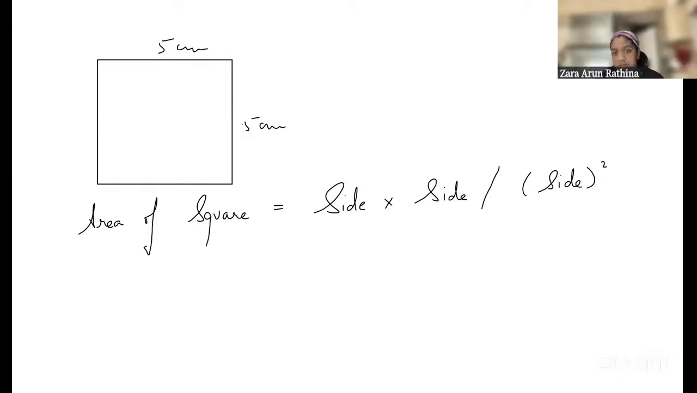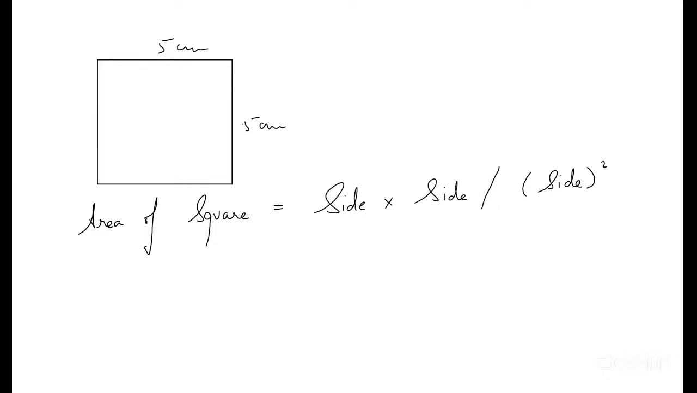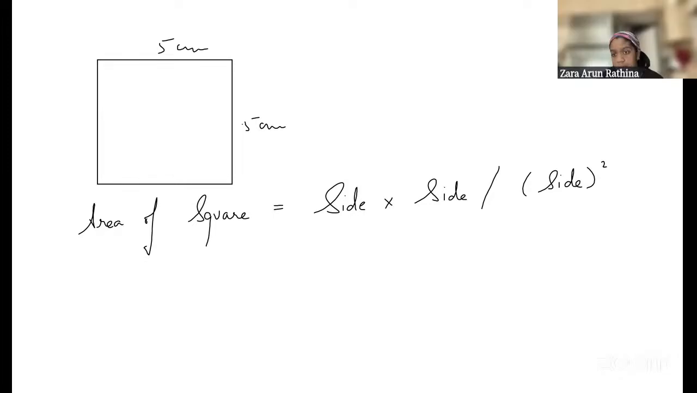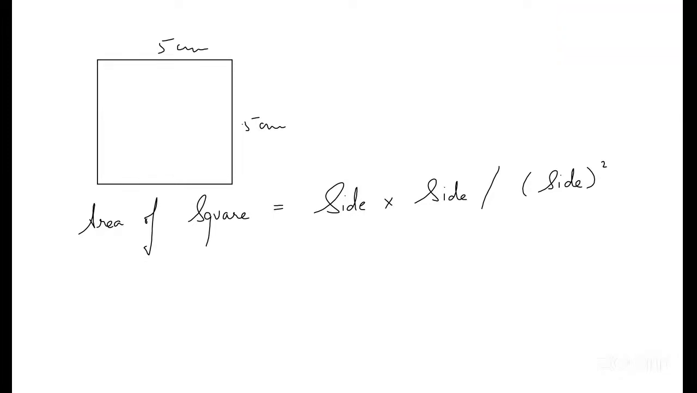Ma'am, can it be side into 4 also for the area of a square? Side into 4 will give you the perimeter. Yes, Sarah, that is right. But for the area, we do side square, or side into side.